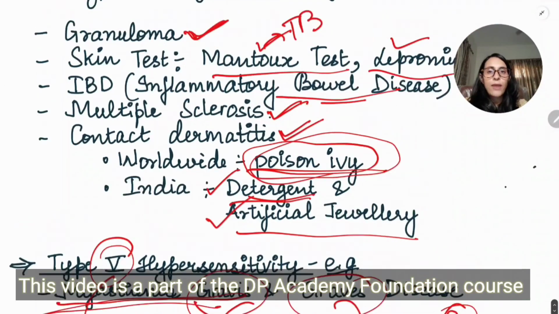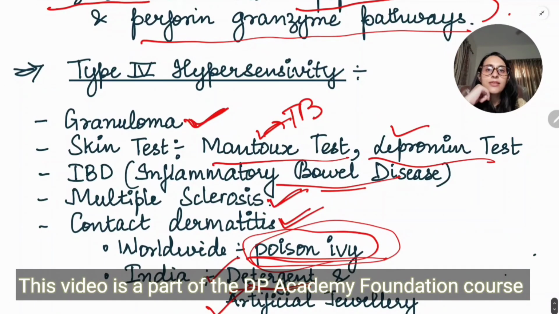So these are the examples of hypersensitivity, the mechanism of hypersensitivity that we have covered in this lecture.